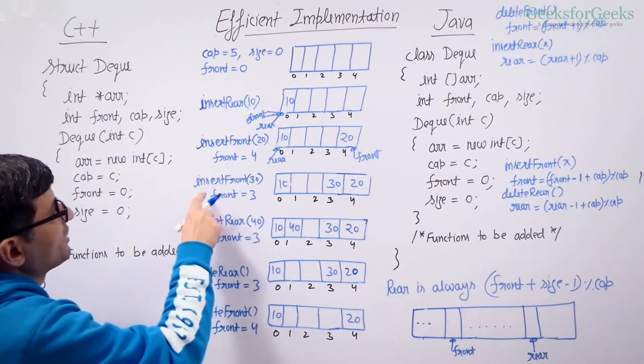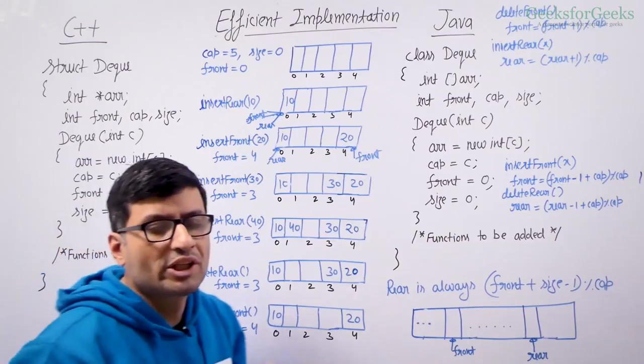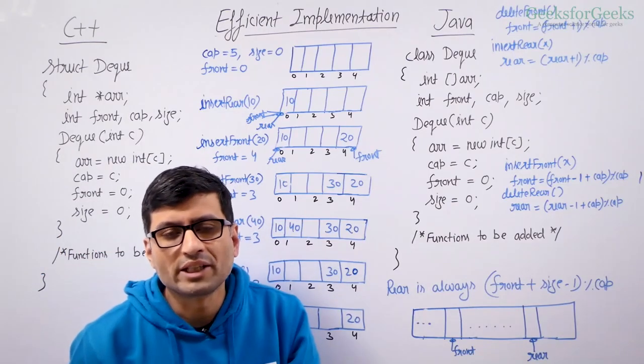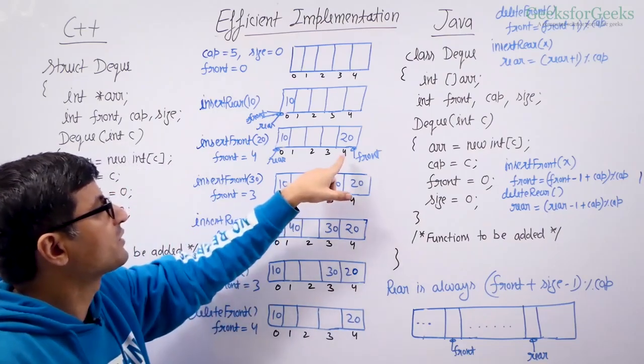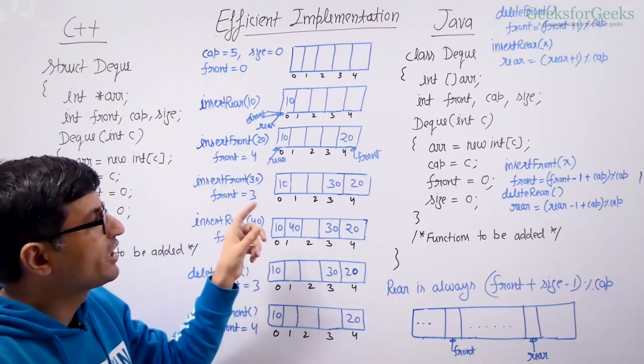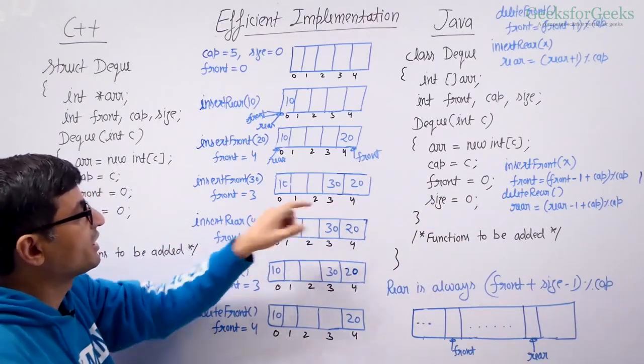Let's now see what happens when we insert 30. Insert front 30. So we are again going to do front equal to front minus 1 under modulo capacity. What is front right now? Front is 4. So we are going to make front equal to 3, right? And we are going to insert this item at the front.